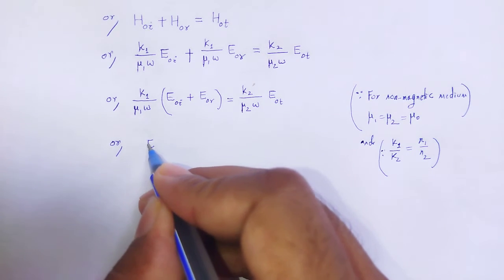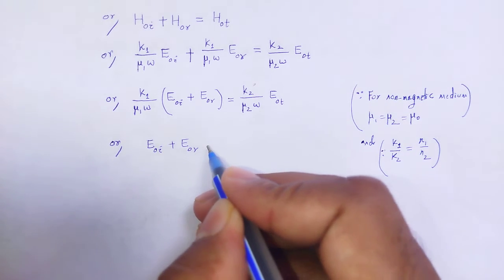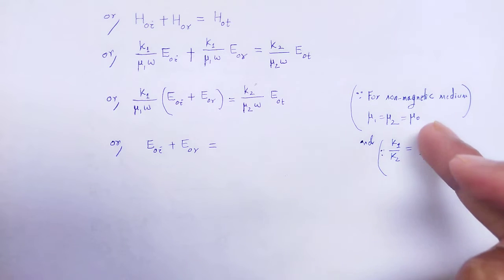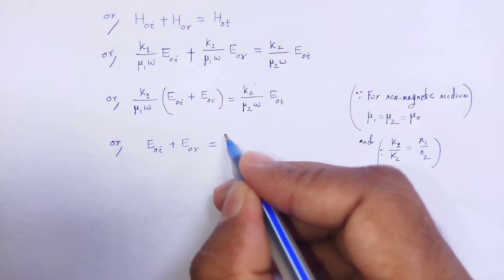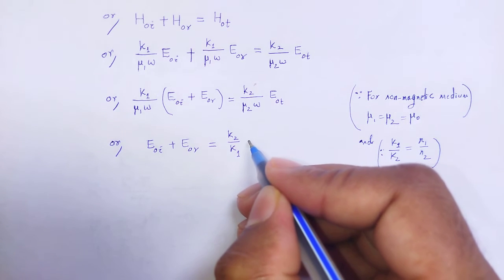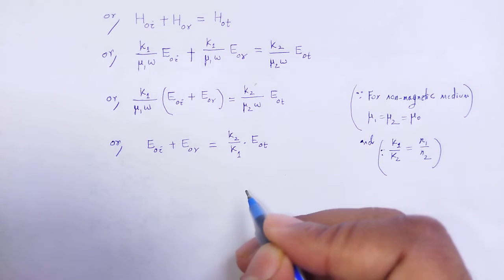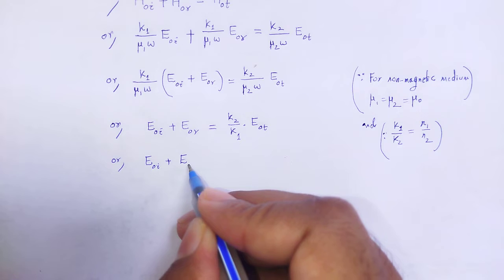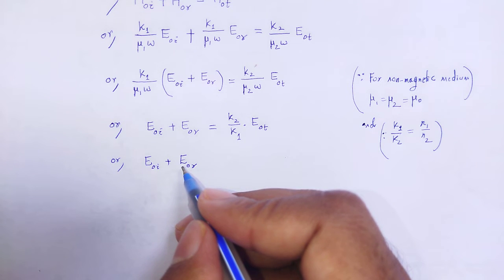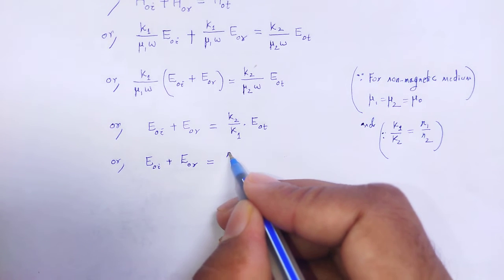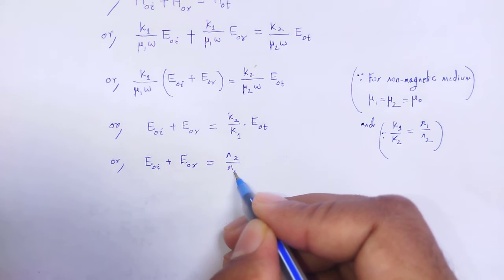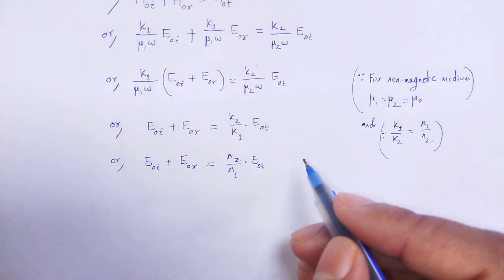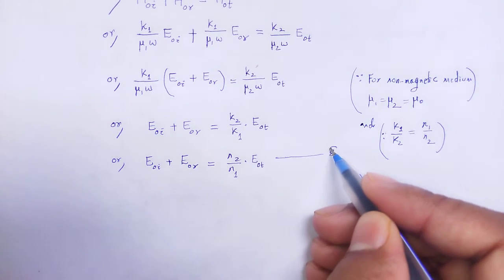So the expression E0I plus E0R: mu1, mu2, omega cancel out, as we say mu1 is equal to mu2 is equal to mu naught, that is K2 by K1 into E0T, or E0I plus E0R is equal to N2 by N1 into E0T. Let this be equation number 8.